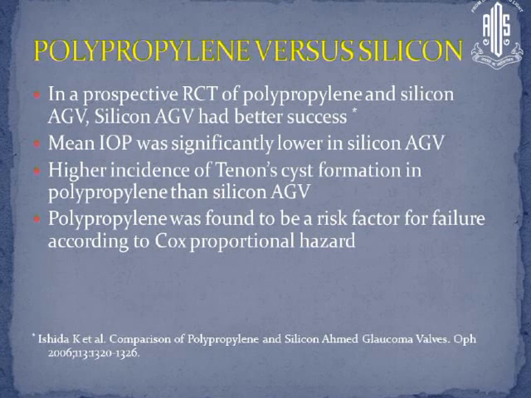In this prospective randomized trial of polypropylene versus silicone Ahmad glaucoma valve, the silicone had a better success rate. The mean IOP was significantly lower in the silicone Ahmad valve and there was a higher incidence of tenon cyst formation in polypropylene than in silicone Ahmad valves. And polypropylene in this study has been found to be a risk factor for failure of the device.